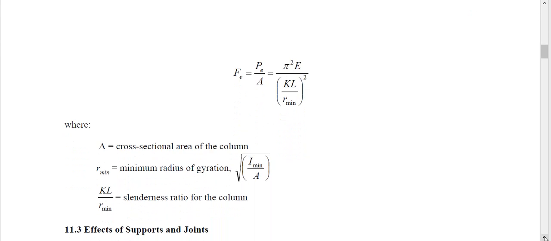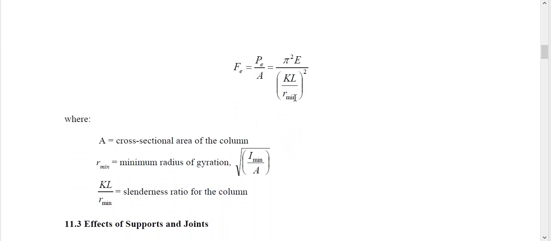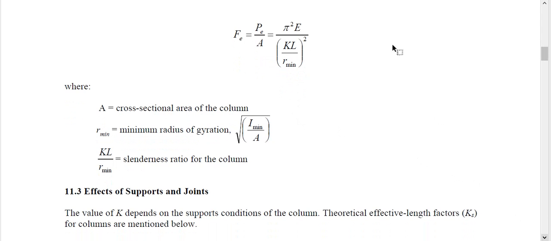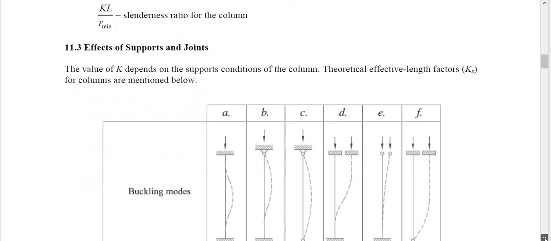Before going there, here KL by r, this portion we call slenderness ratio. This is also a very good AP exam question. In the AP exam, sometimes they ask what KL by r is known as. It is known as slenderness ratio, that means the ratio of length to radius of gyration. Now, we are talking about K. Why is K important, or what is the purpose of K?